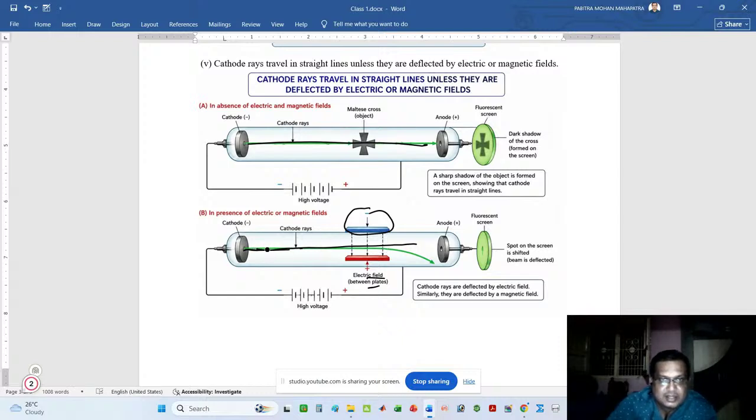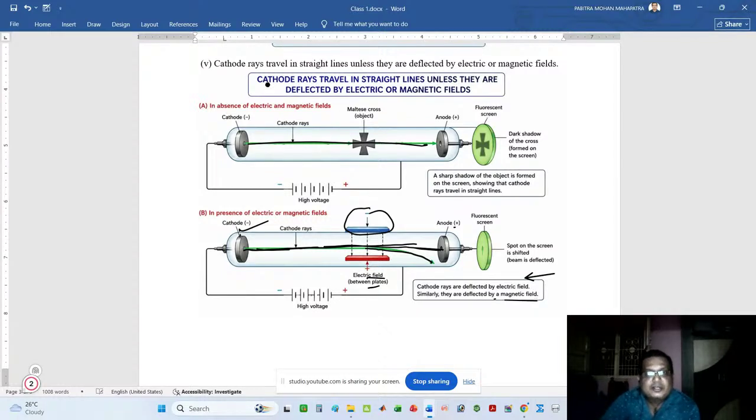Actually, the cathode ray should travel in a straight line, but when I applied an electric field between two plates, here the cathode, here the anode, what happened? The direction of the cathode ray changed, coming towards the bottom, towards the positive. That means I can say that cathode ray is deflected by electric field. Similarly, when you put in a magnetic field, it is also deflected. So they are also deflected by a magnetic field.